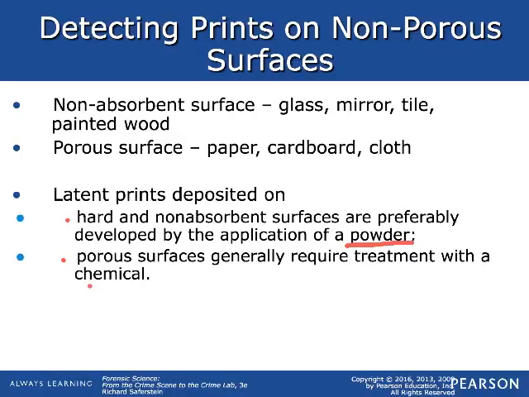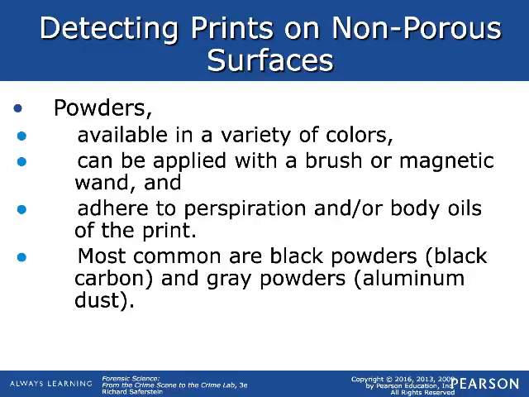Okay, so we have a list of chemicals and powders. Powders can come in a variety of colors, and usually you want contrast, right? So you want it to contrast with what you're up against. Okay, you can use a brush, or there's this magnetic wand. It's based on a magnet. It doesn't have fibers on it. Okay, so the powders are going to stick to the body oils or the sweat. And the most common powders that are used are black carbon or aluminum dust, which looks gray.